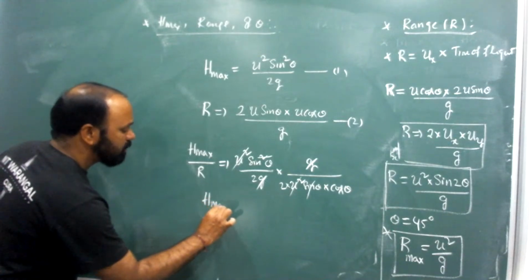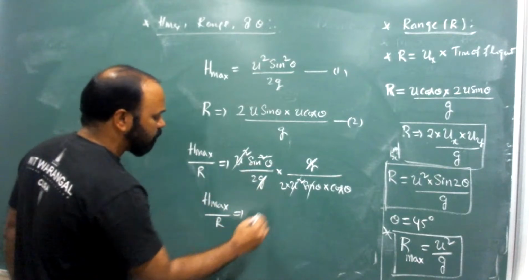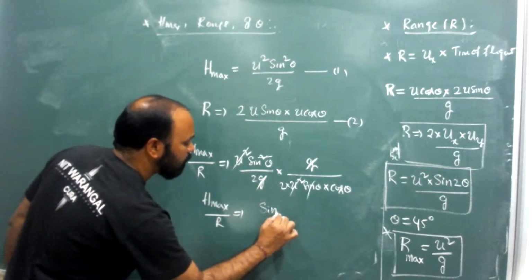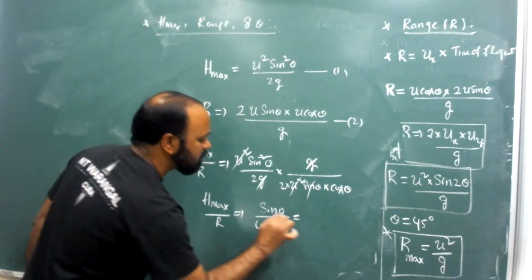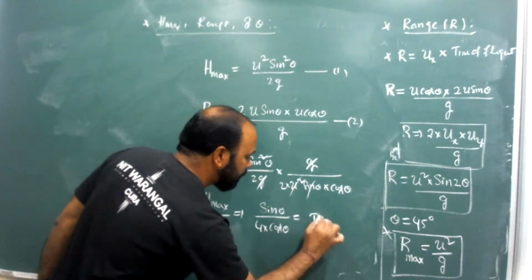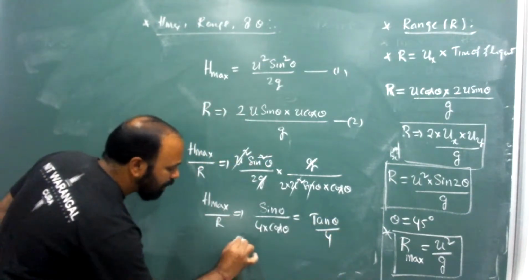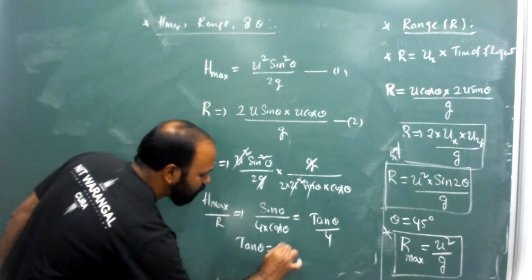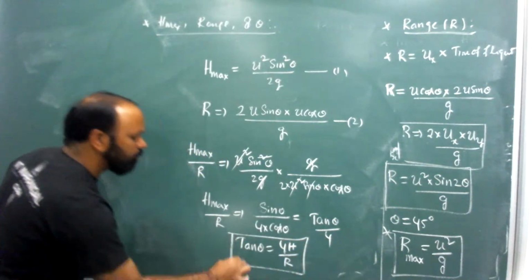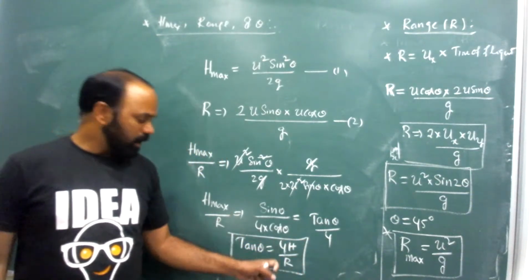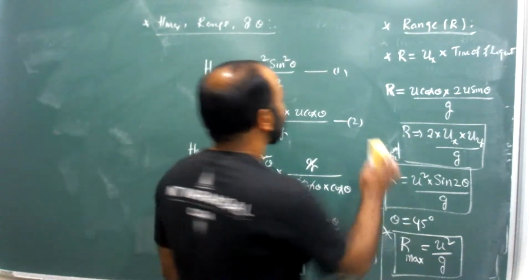Finally, we get H maximum by R equals sin theta by 4 cos theta. So sin theta by cos theta we can write as tan theta. Tan theta by 4. So if you want the relation, tan theta equals 4H by R. This is the relation between angle of projection, maximum height and range. Tan theta equals 4H by R.